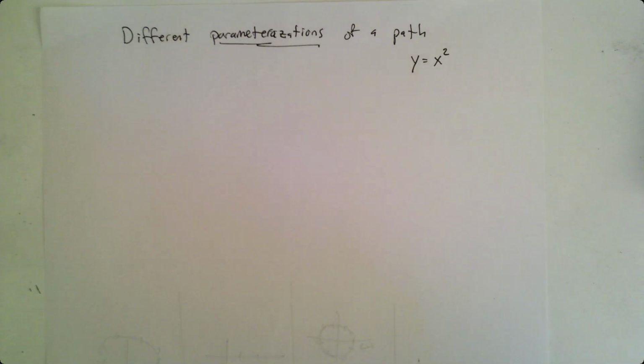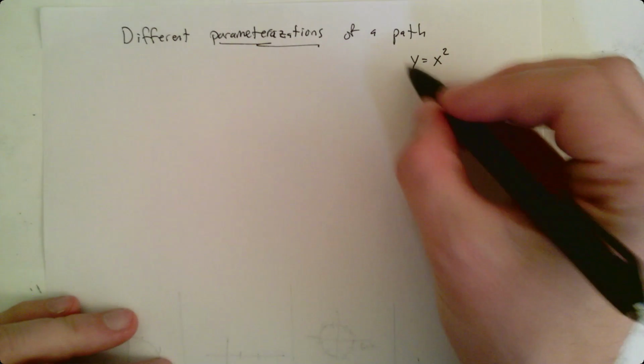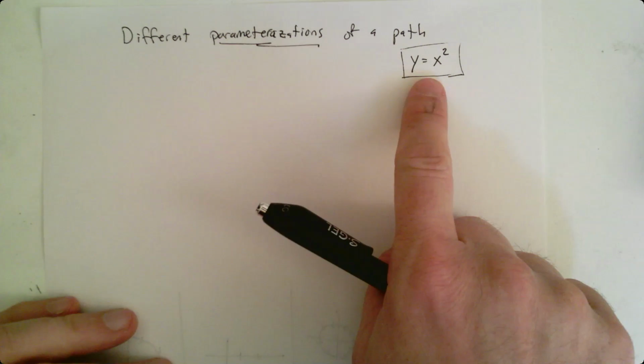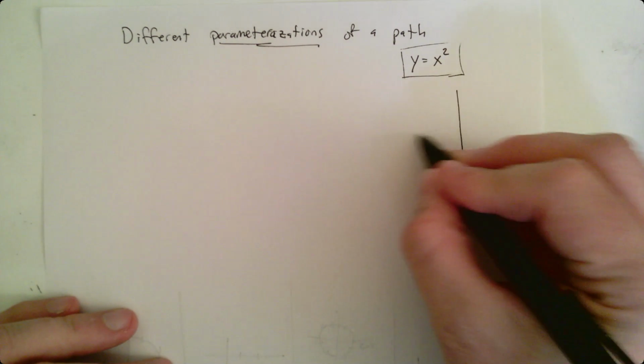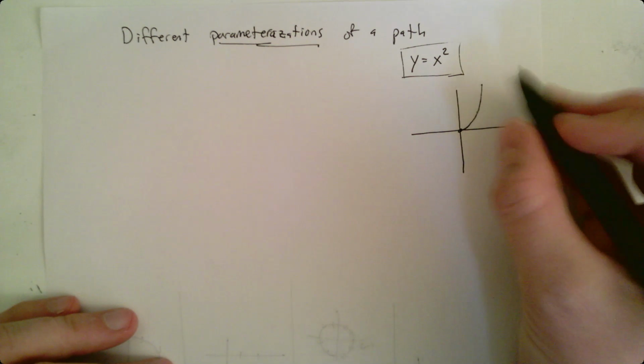Okay, let's do a takeaway from today. So today we talked about different parameterizations of a path. Here the path is not written as a parametric equation. It's written as a Cartesian equation, just y as a function of x.